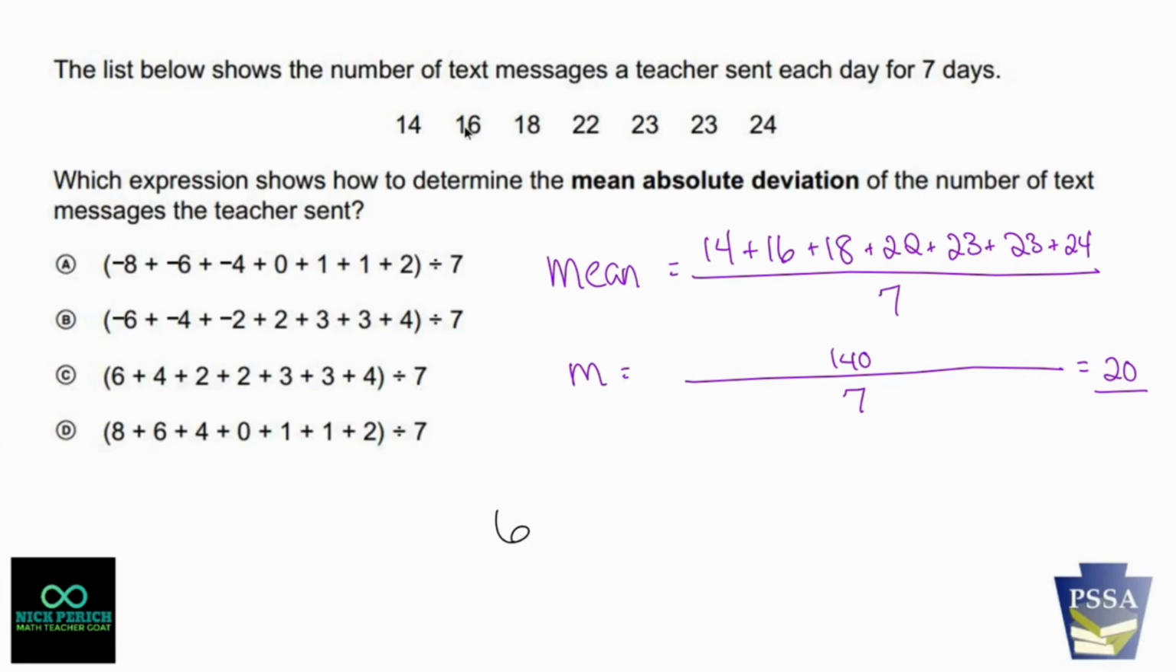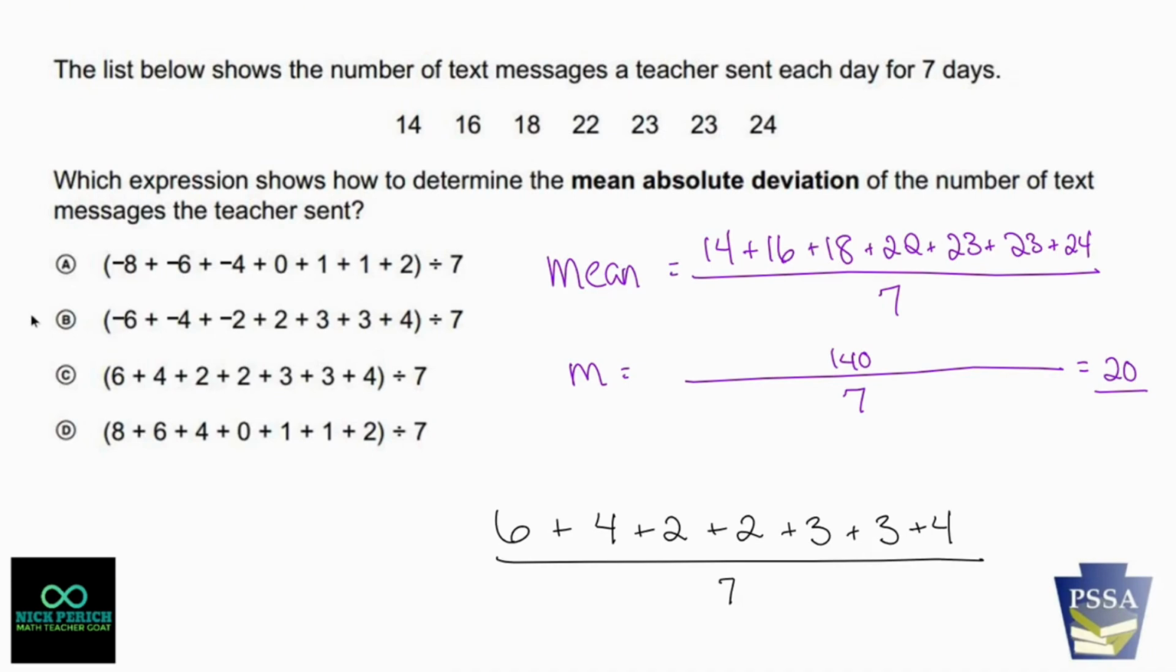20 minus 16 is going to be 4. 20 minus 18 is going to be 2. Now we're going backwards. So let's do 22 minus 20 is going to be 2 again. 23 minus 20 is going to be 3. 23 minus 20 is going to be 3. And 24 minus 20 is going to be 4. Now we take all of that and divide that by 7.